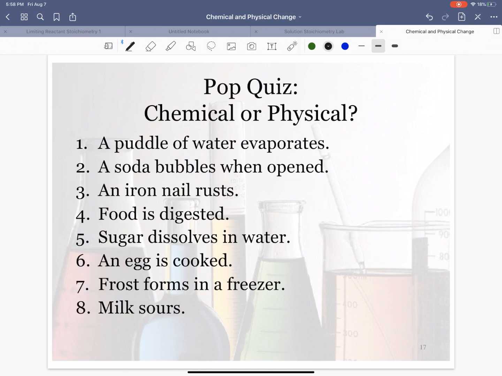So here is a pop quiz. We're not going to do it now, but you do need to consider all of these. There will be a quiz this week on chemical and physical changes, and these 8 examples will be in that quiz. So you need to consider: a puddle of water evaporates. Is that chemical or physical? After you've come up with your 8 answers, P or C, if you're not sure about any of them, feel free to email me. So you need to do this on your own before you take the quiz this week. And you need to ask questions if you have them before the quiz.